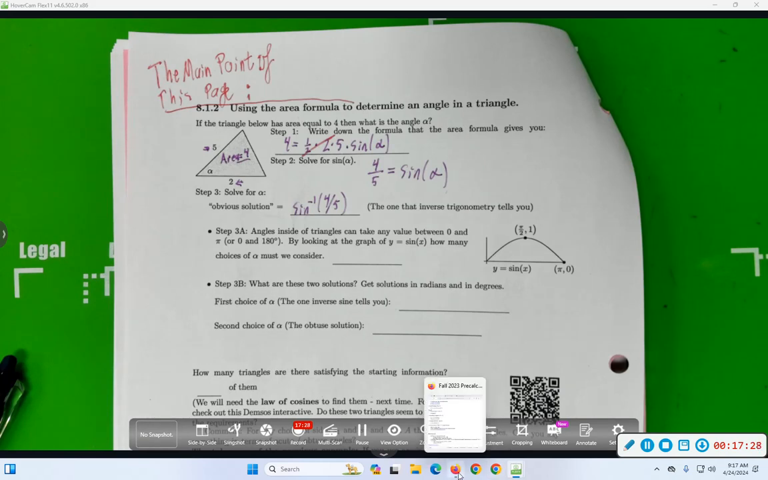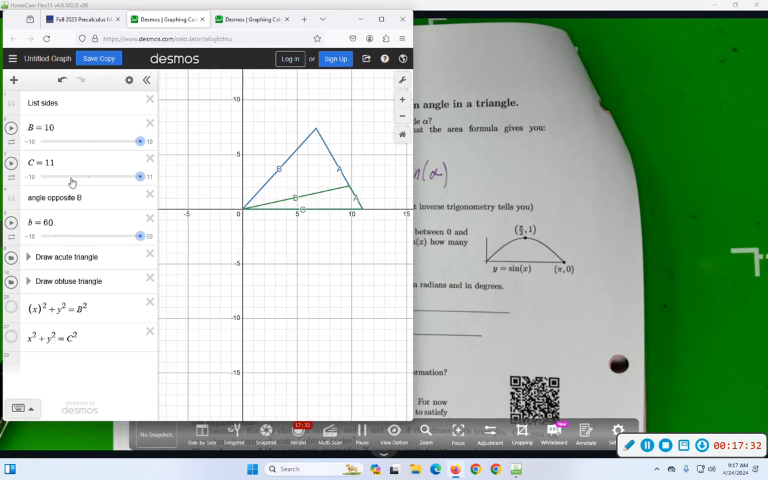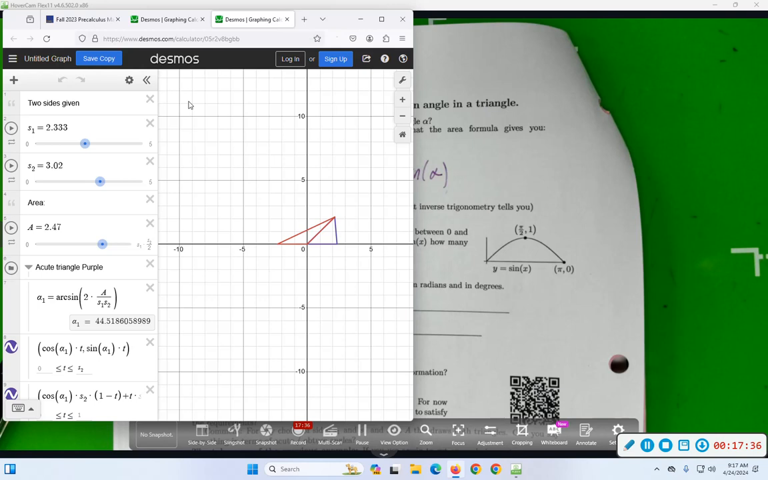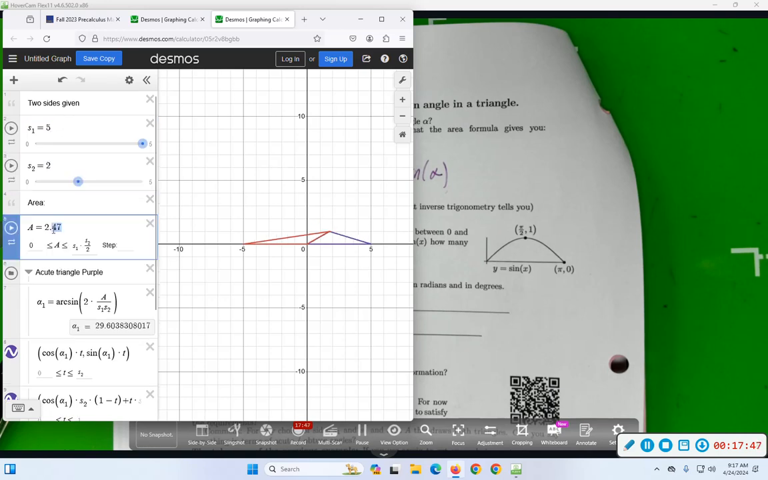I have a little Desmos interactive. So, let's see. There we go. So what were the 2 sides in this triangle? So side 1 is 5, side 2 is 2. Doesn't matter which one's which. What was the total area now? 4. Do those look like 2 different triangles?